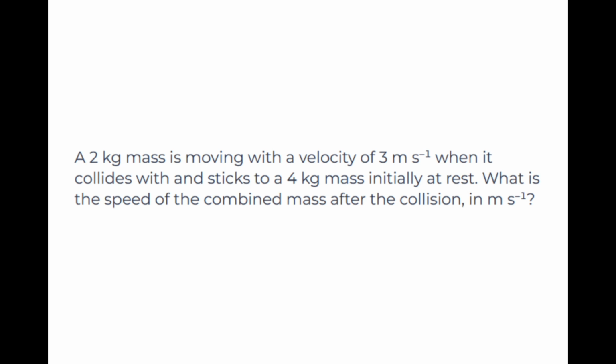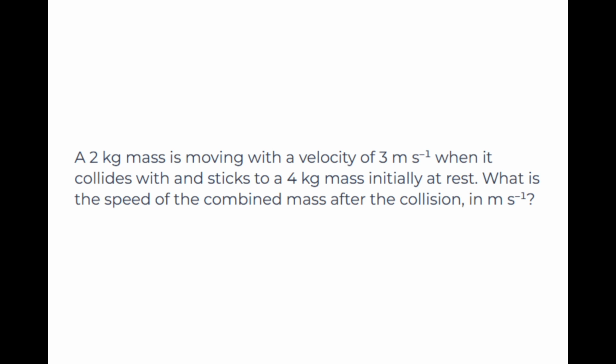Question 2. A 2 kilogram mass is moving with a velocity of 3 meters per second when it collides with and sticks to a 4 kilogram mass initially at rest. What is the speed of the combined mass after the collision in meters per second?